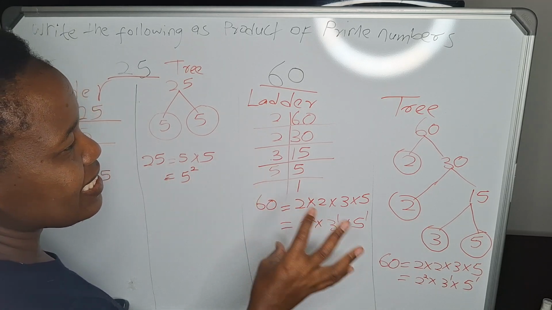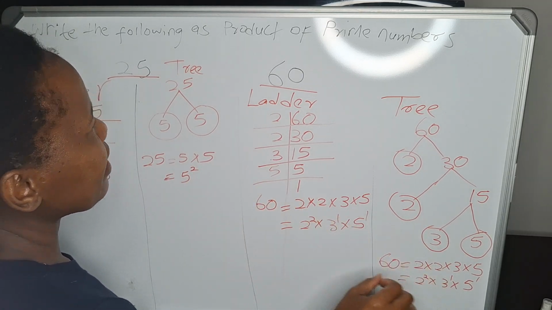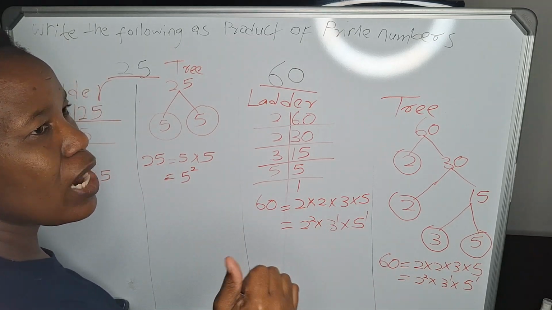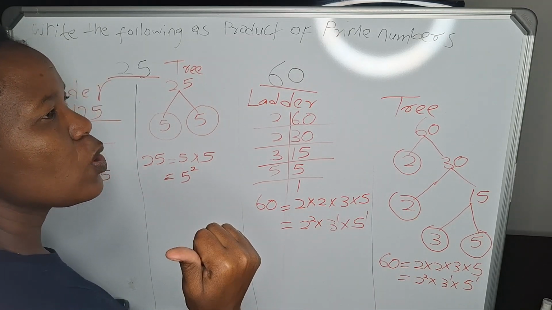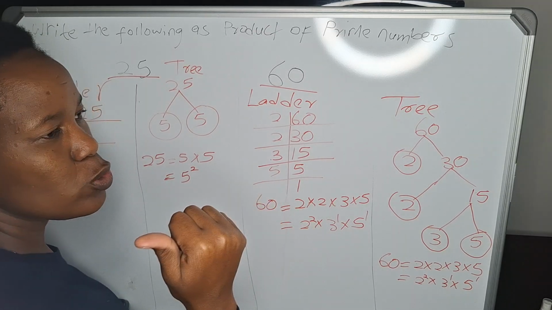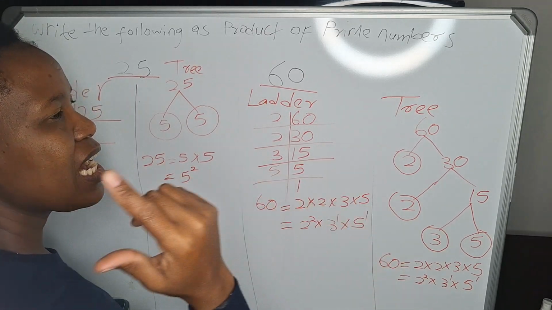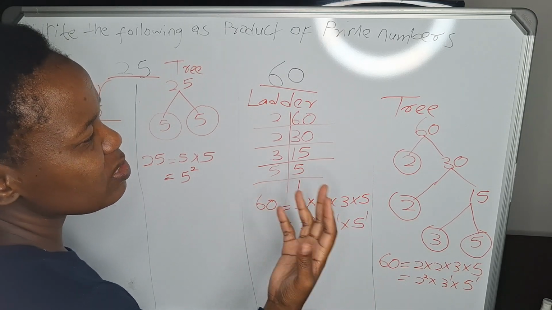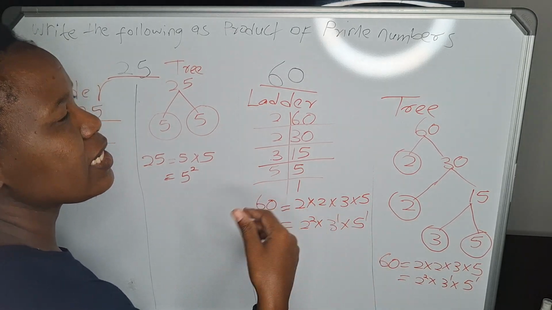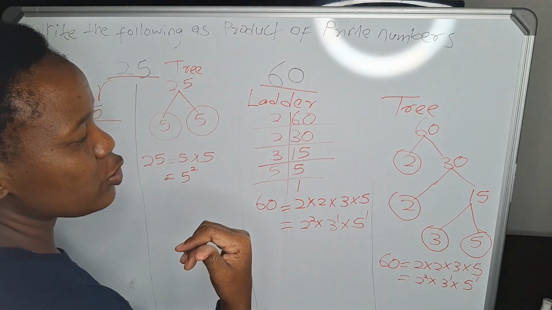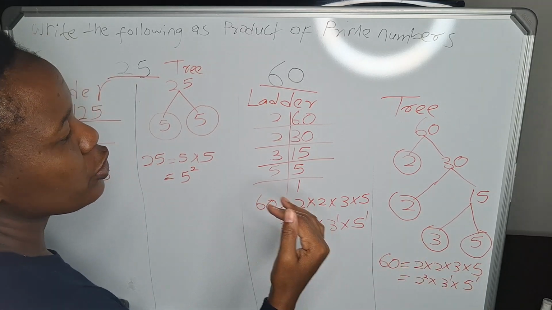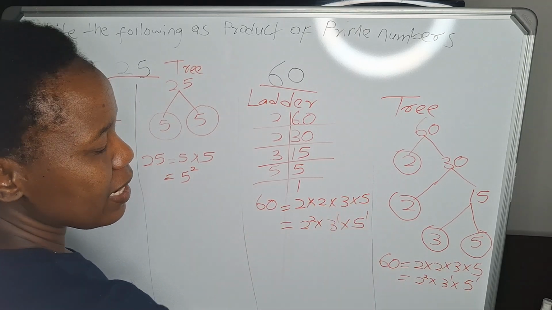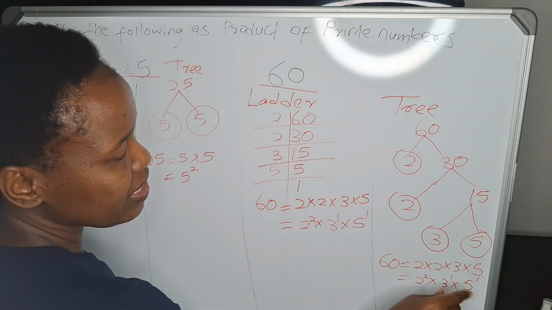Then once you understand writing a number as a product of prime numbers, you are going to be able to understand how to get your highest common factor and your lowest common multiple, especially for big numbers. Because for small numbers, yes, you can do it manually, but with big numbers, you have to do it this way. So you need to understand this method, writing a number as prime factors.